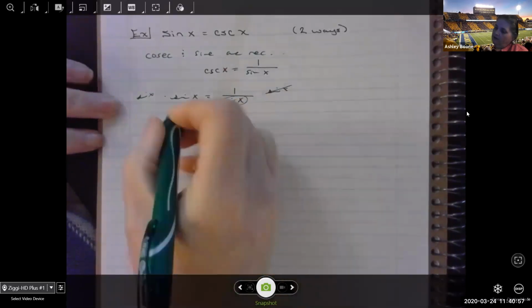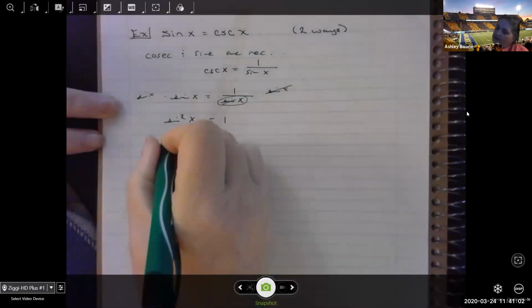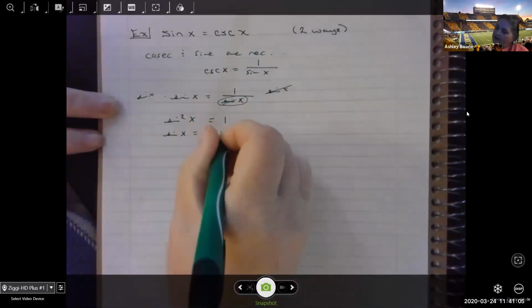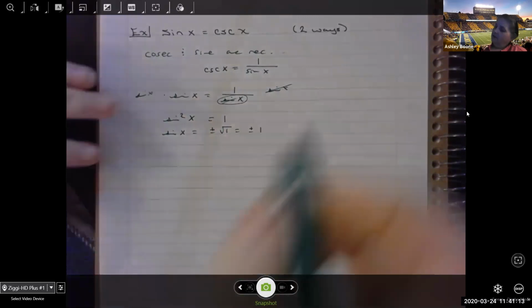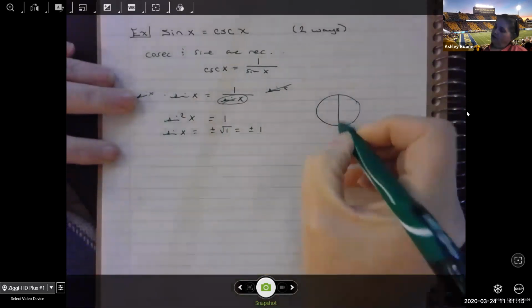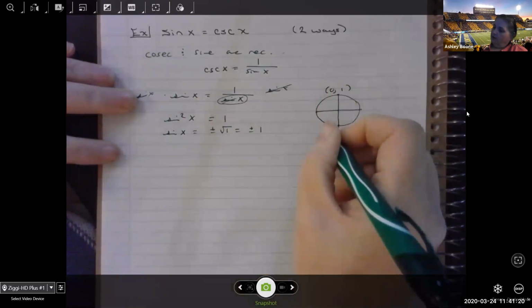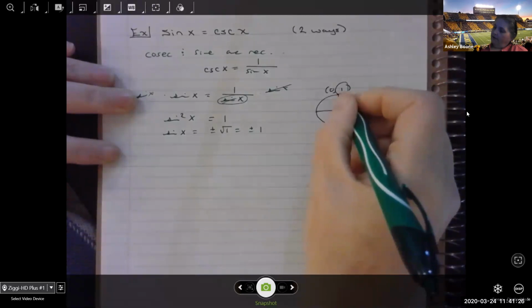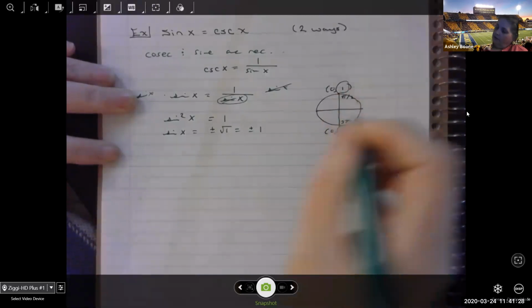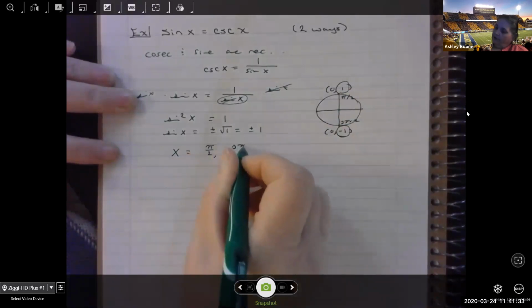Gives me 1 equals sine squared of x, which means the sine of x is equal to plus or minus the square root of 1, which is plus or minus 1. So, when is the sine of x equal to positive or negative 1? Sine is your y coordinate. Up here's the point 0, 1. Down here's the point 0, negative 1. So that's happening at pi over 2 and at 3 pi over 2. So x would be equal to pi over 2 or 3 pi over 2.